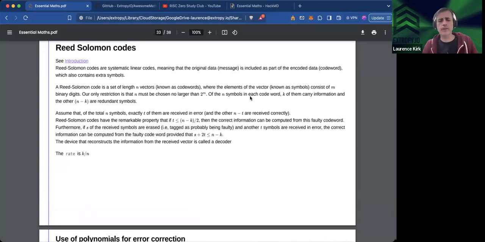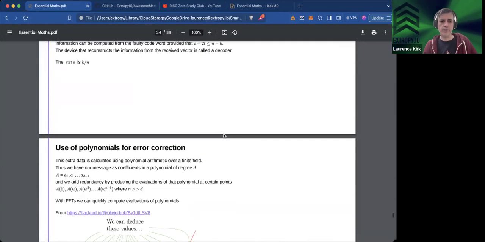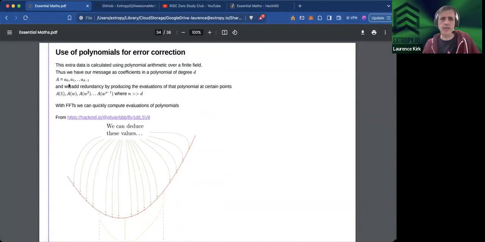Now, the way that Reed-Solomon does this is that they use polynomials to do the encoding. You encode your message as the coefficients in a polynomial, and then you can use evaluations of that polynomial to give you the redundancy. So that's what this is saying here: the original message you want to encode is given by the coefficients in a polynomial.